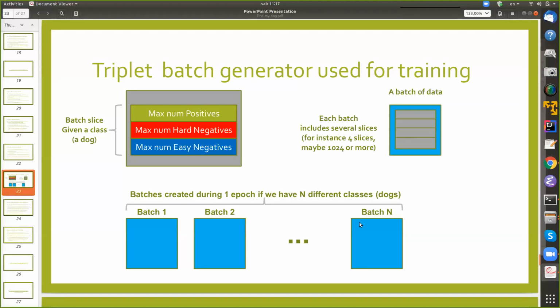In the thousandth batch, the first slice will be for class 1000, but all the remaining 127 slices in each batch, I pick randomly generated classes, each one with its positives, hard negatives, and easy negatives. It will be easier when we see the notebook, but this is the offline triplet mining that I implemented. It is based on a Python generator that generates batches in this way.